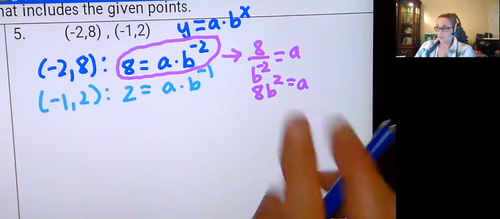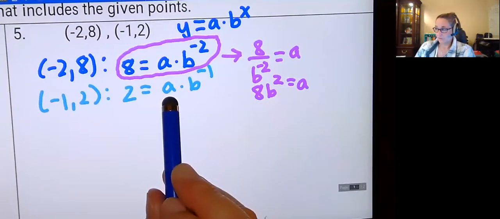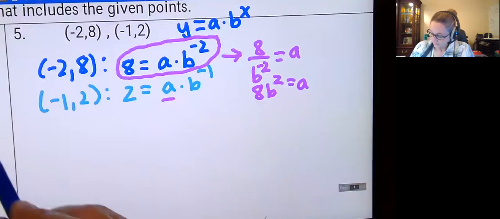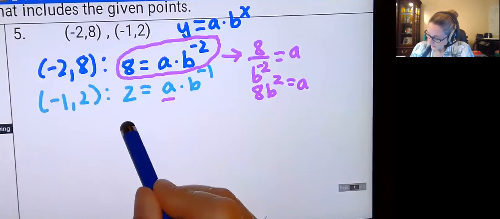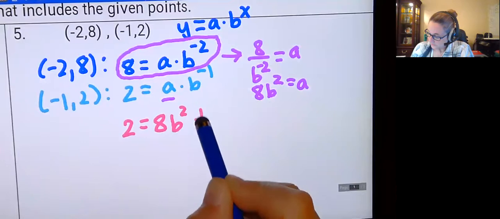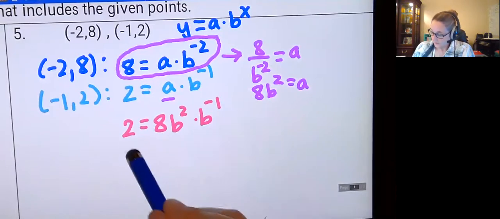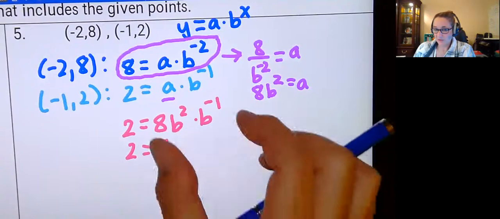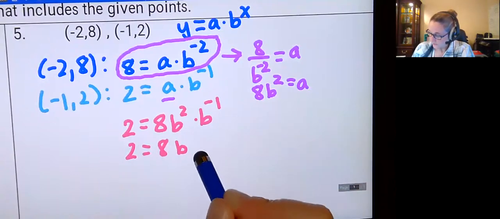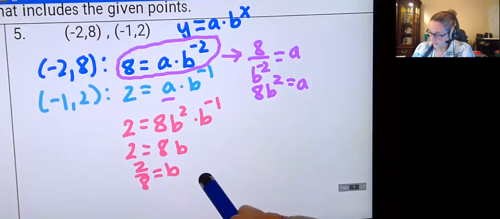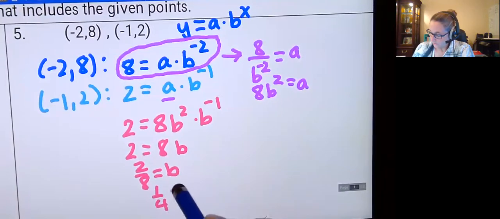So I am going to put this here for a. Again, this is going to go in place of that a. So I am now going to have 2 equals, and in place of a, 8b squared times b to the -1. 2 is equal to 8. And then here, when I have b to the second times b to the -1st, you add them. And so I get b to the 1st, or b. So I get 2 over 8 equals b, or 1/4 is equal to b.